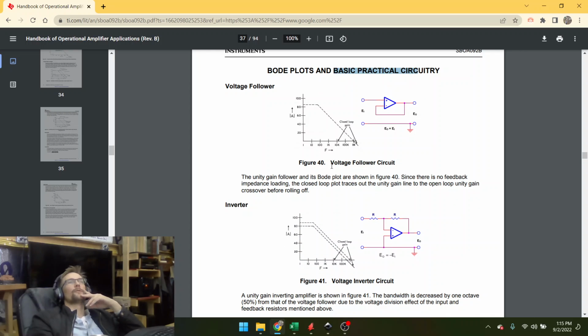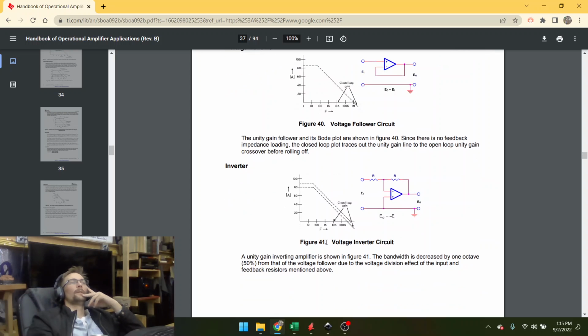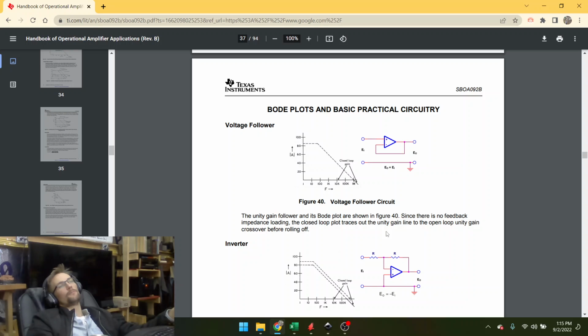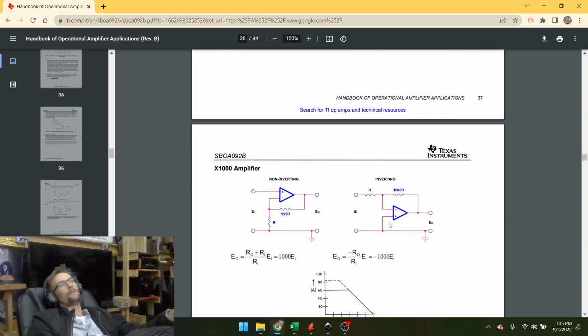Basic practical circuitry. So voltage follower and the inverter. The reason why this guy is super practical is because one of the inputs connects to ground, which usually you have a very good ground plane. Well, ideally, you have a really good ground plane. So it's easy to connect your signal to that ground plane. And then, well, go ahead and connect that other input to the ground plane too. And then the output is on the ground plane. So it's just nice.